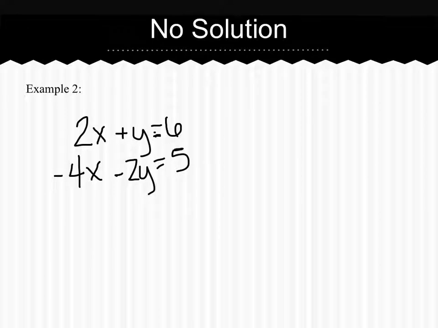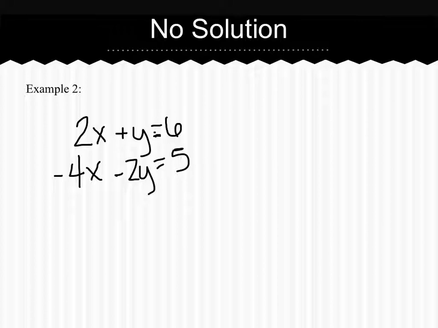All right, looking at our second example, we have 2x plus y equals 6 and -4x minus 2y equals 5. Remember that our goal is to eliminate the x or the y, and this works best when they're in standard form. So these two equations are both in standard form. Let's start with the x's. We have 2x and -4x, and for the y's, we have a positive y and a -2y.